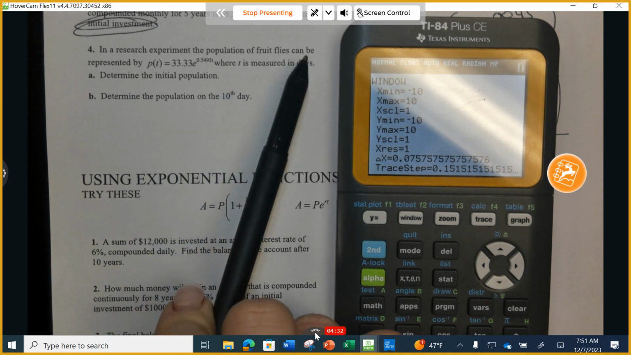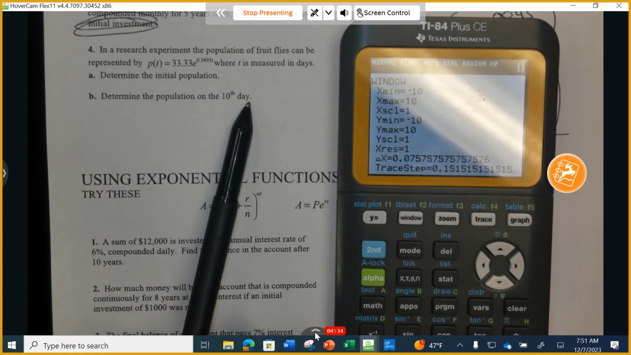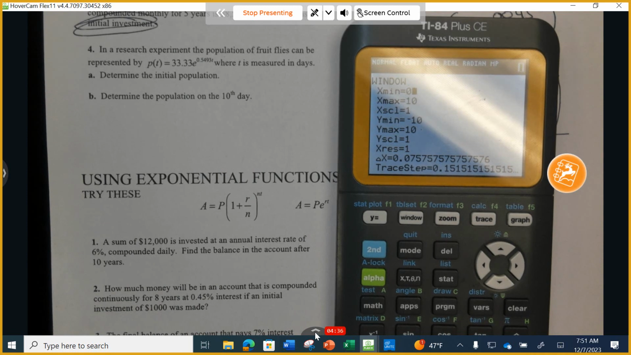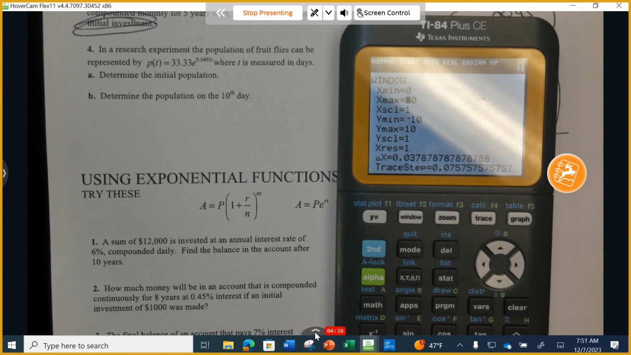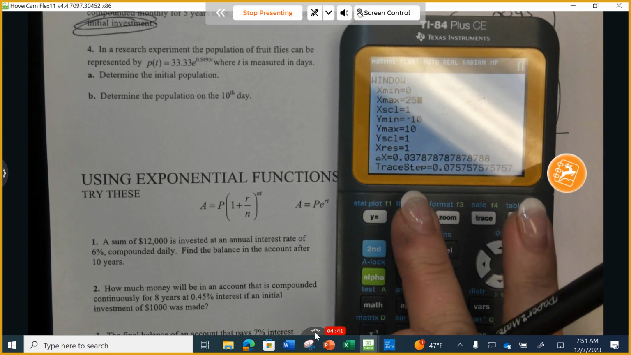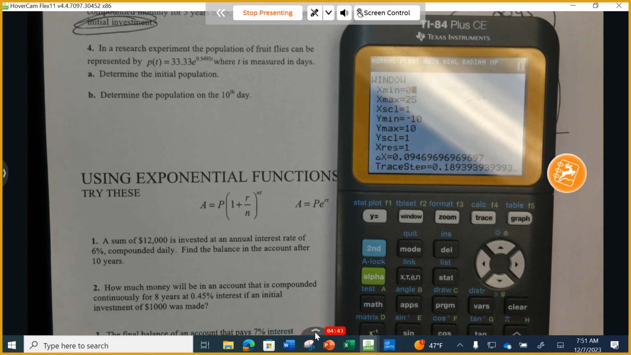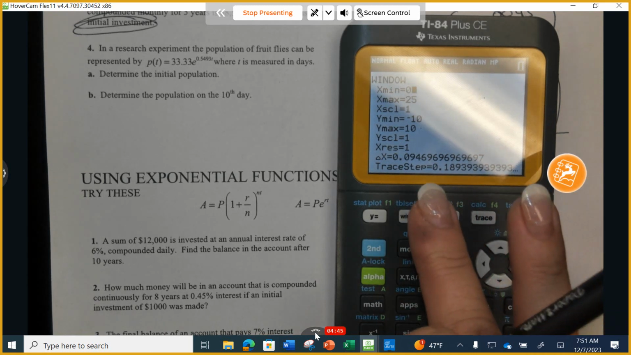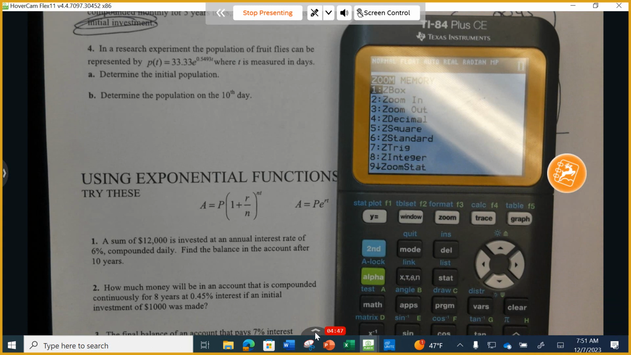Now I need to look at what is going to be our x. X is measured in days. I know we go out to at least the 10th day. There's no negative number of days. I'm going to go out to 25 just to be safe. And now I'm going to hit window and, oops, so sorry. I'm going to hit, let's see, I've done window. I'm going to hit zoom fit.